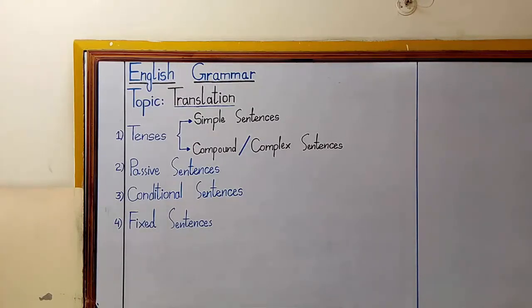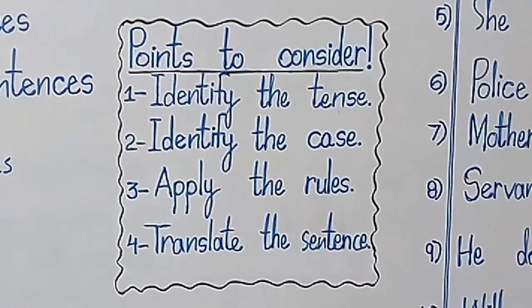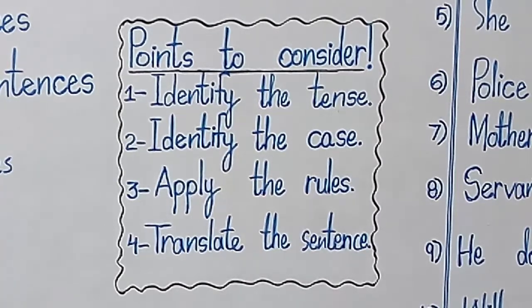In this video lecture today, we will be discussing the first category, tenses, with simple, compound and complex sentences. So let's take a look at what they are and how to translate them. Before we translate simple sentences from Urdu to English, you need to consider these 4 points. Whenever you are translating a sentence, you have to identify the tense through the sentence given, and then identify the case, whether it is an affirmative, negative or interrogative sentence. Then you have to apply the rules of that tense, be that present simple, present perfect, past continuous, future perfect, whatever tense it is. And then in the end, you will translate the sentence.